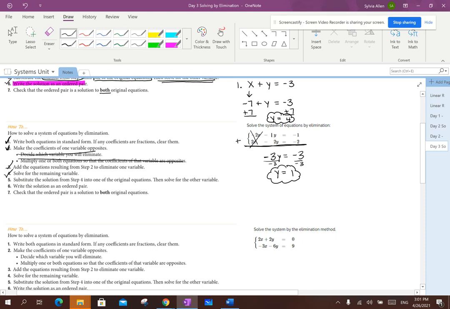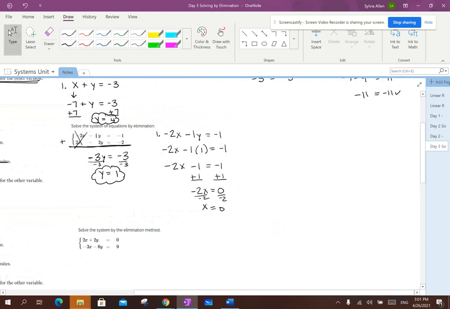So now we're going to substitute the solution from step 4 into one of the original equations. Well, equation 1 was -2x minus 1y equals -1. So -2x minus 1 times 1. I'm replacing the y with 1. I'm just simplifying from here. I'm going to be solving, so I get -2x is equal to 0, and I divide by -2, and I get x is equal to 0.